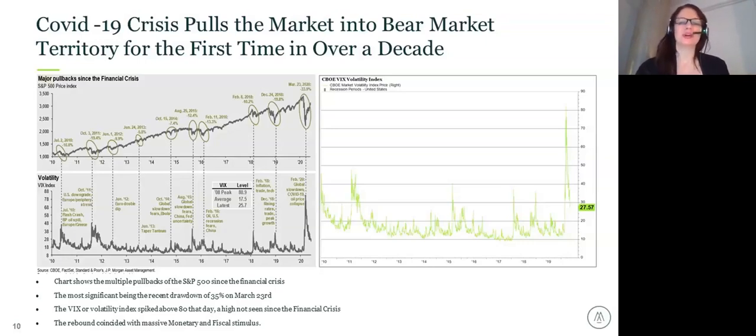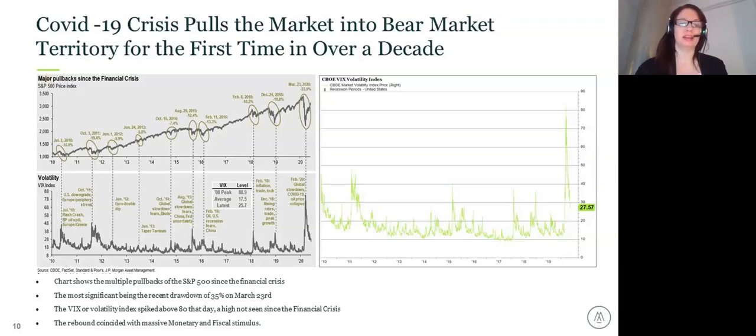So since those lows on March 23rd, the market has shown incredible resilience, and the S&P 500 as of yesterday was actually slightly up on the year. The VIX is now trading in the mid-25s, which is still a little high by historical standards, but well off those highs we saw in March.